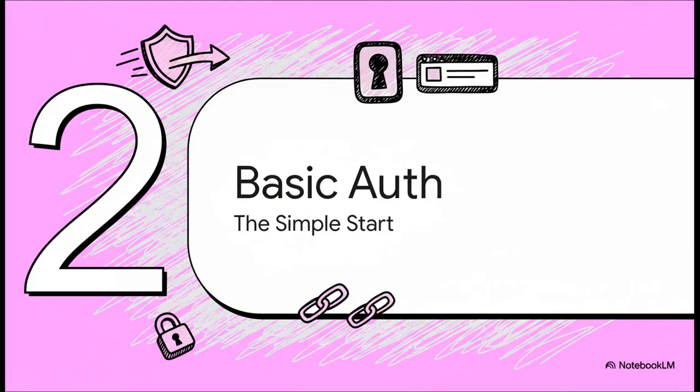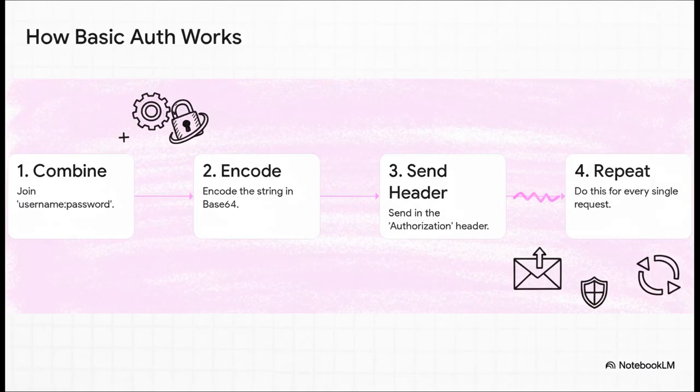So let's start at the beginning with the simplest one of them all, Basic Auth. The process here is, well, it's incredibly simple. You just take your username and password, you stick a colon right in between them, and then you encode that whole thing in base64. Then you just slap that into an authorization header and you send it with every single request.